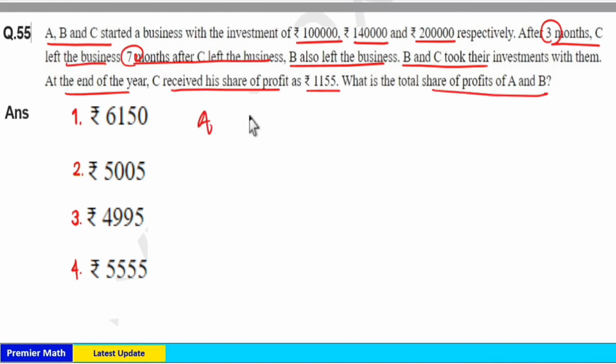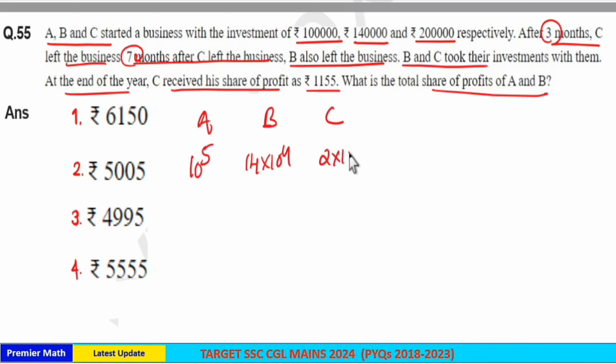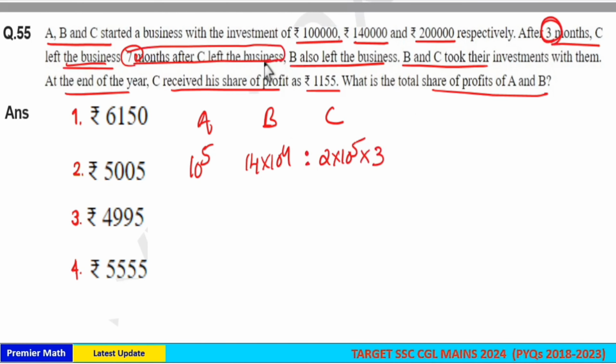Take the investment ratio of A, B and C. Here A invested 1 lakh, B invested 1,40,000 and C invested 2 lakh. Now after 3 months C left the business, means C invested it for 3 months. 7 months after C left means 7 months after 3 months is 10 months. So after 10 months, B also left the business. So B invested it for 10 months. Now A invested it for the whole year, that is 12 months.